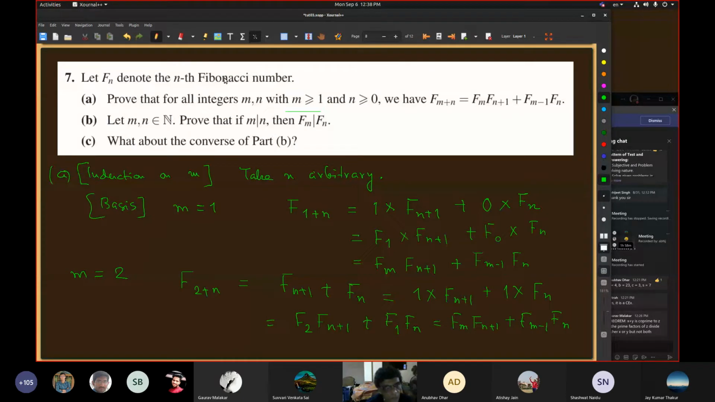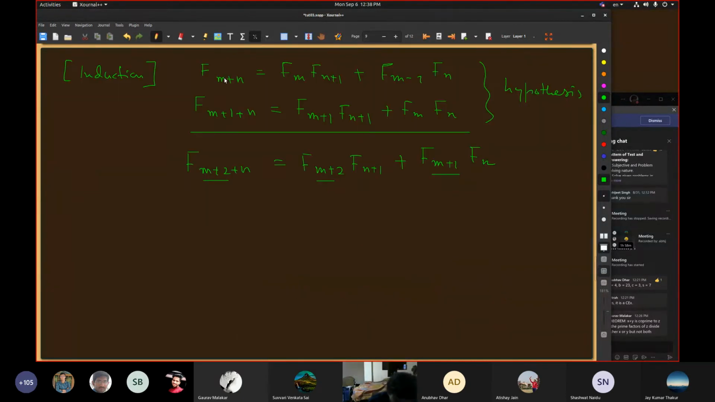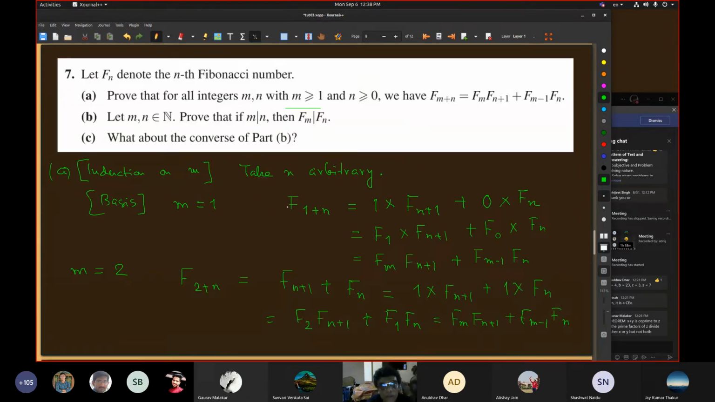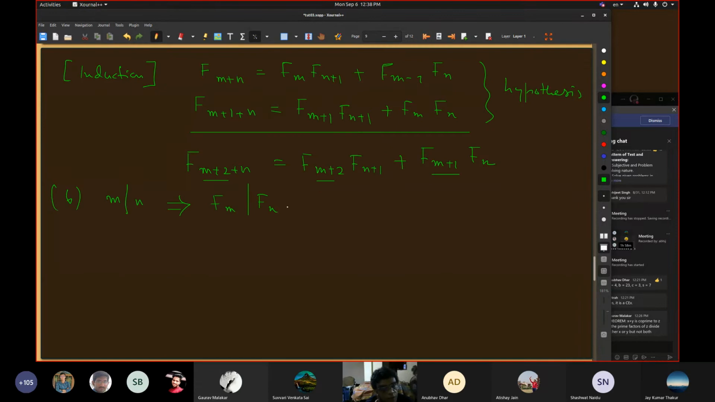Okay. In fact, the next one is also interesting. M divides N implies Fm divides Fn. So once again, this involves two variables M and N. So we will proceed by induction on what?